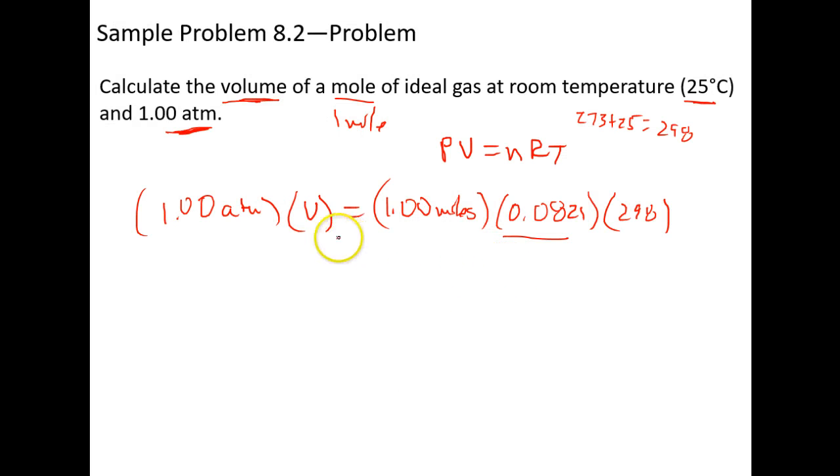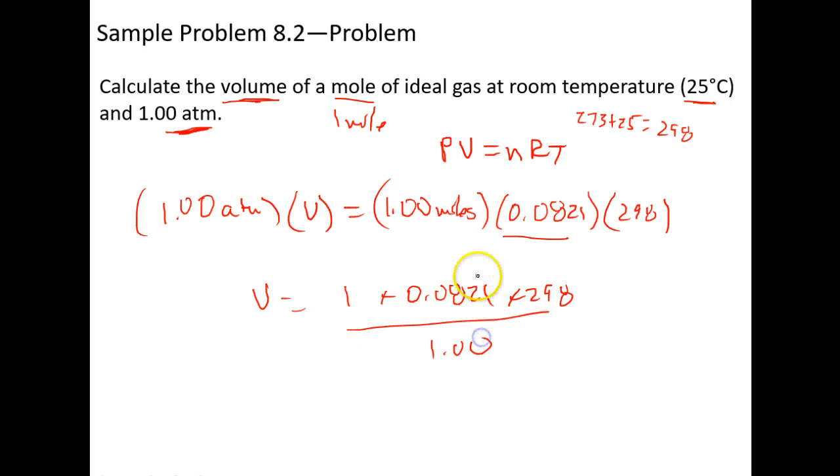Okay, so I solve for V. V equals 1 times 0.0821 times 298, all divided by 1.00. I just did the algebra on it. So let me do this calculation real quick on the calculator. So basically 1 times 0.0821 times 298 divided by 1 gives me, let's do 3 sig figs, the volume equals 24.5 liters. Okay? So that's basically how you do this.